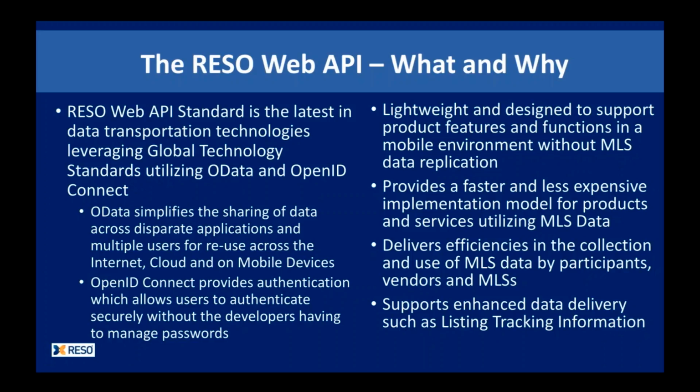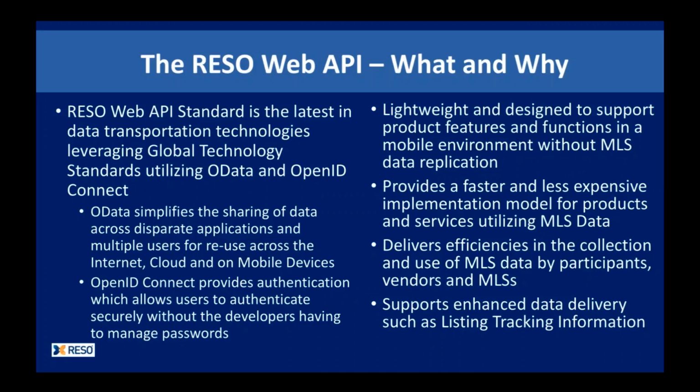It delivers efficiencies in the collection and use of MLS data by everyone involved, broker participants, vendors, and MLSs. And the RESO Web API provides you the ability to use enhanced data delivery such as listing tracking information, which is a very hot topic in today's environment where brokers and agents would like to know where are their listings, how many times have they been viewed, what is the actual consumer behavior on viewing those listings so they can manage lead generation. The RESO Web API supports those enhanced data delivery models that move past the basic property records of the MLS.